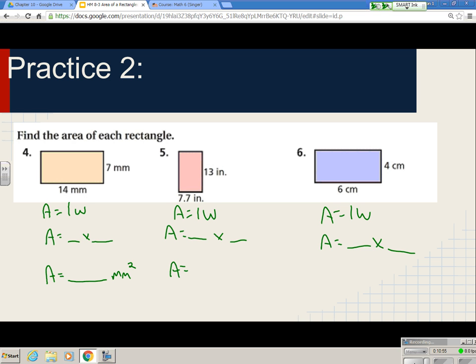Area equals blank inches squared. Area equals blank centimeters squared. Go ahead and write all these things down I did in green along with your answers. Come back when you're done.